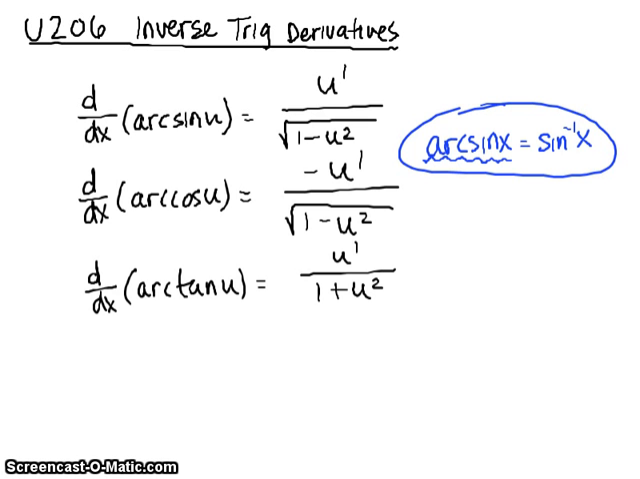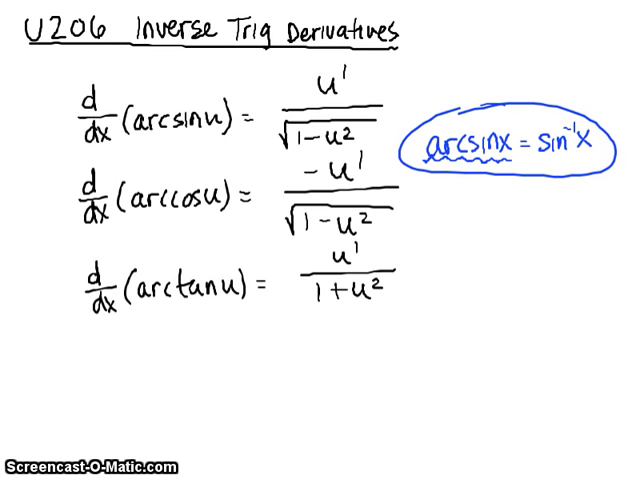So if you remember from trig, inverse sine is what gives us an angle. So if I know the sine of some angle is 1/2, then the arc sine of 1/2 will tell me the measure of that angle.